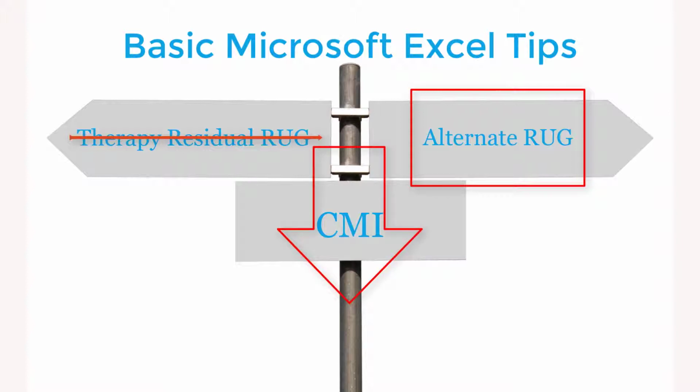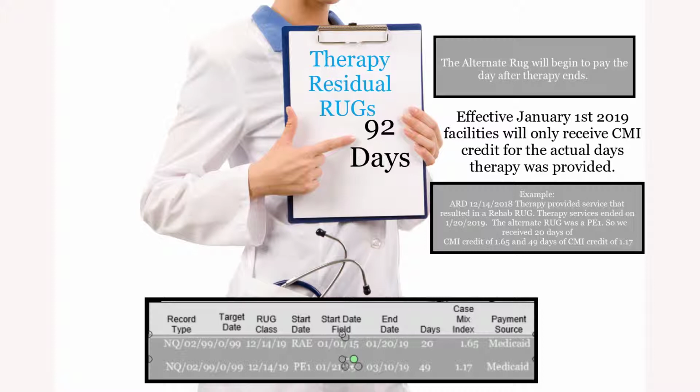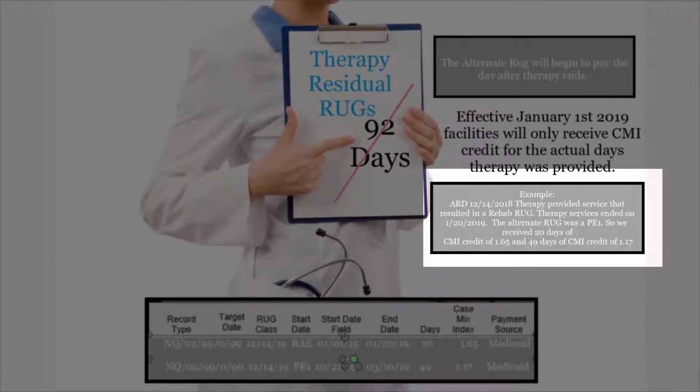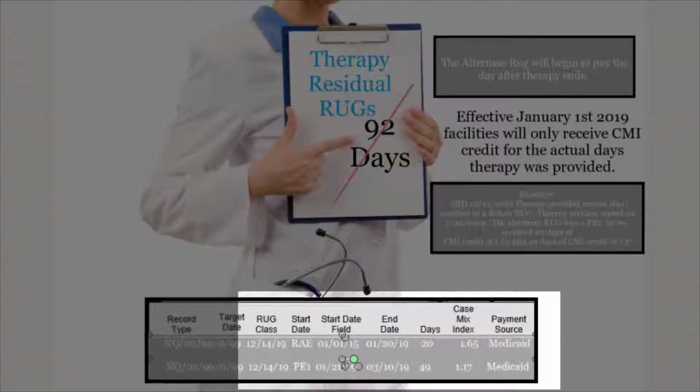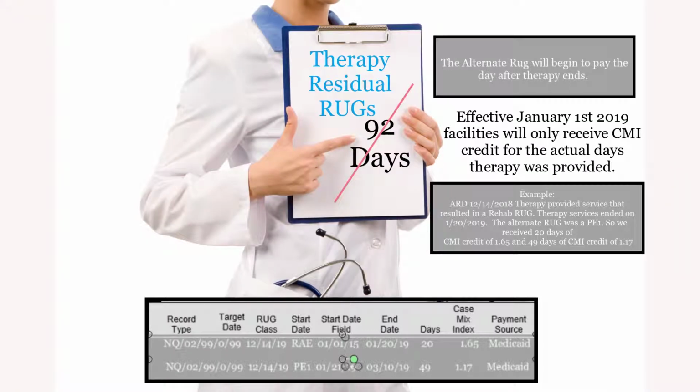It means it could be significantly lower when the final time-weighted reports come out. So let's take a look at our first example. Facilities will no longer receive CMI credit for the 92 days unless the resident is receiving therapy services. In our example, the resident had an ARD of 12/14. The resident received a rehabilitation RUG, but on 1/20, therapy services ended treatment, and the alternate RUG of a PE1 automatically became our alternate RUG. This change resulted in a decrease of CMI from a 1.65 to a 1.17. So you will see these changes on your time-weighted report next quarter.